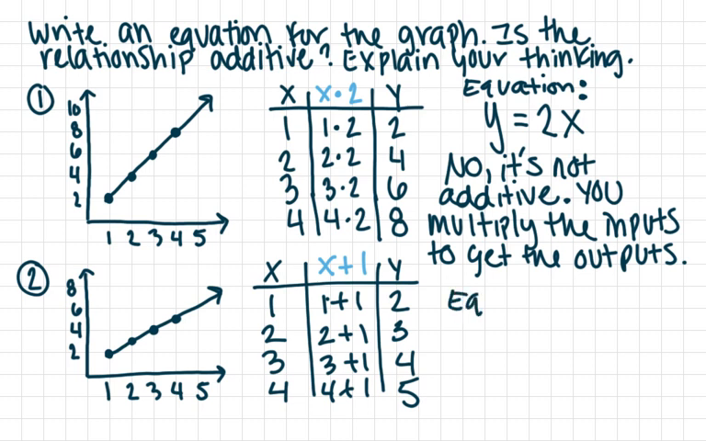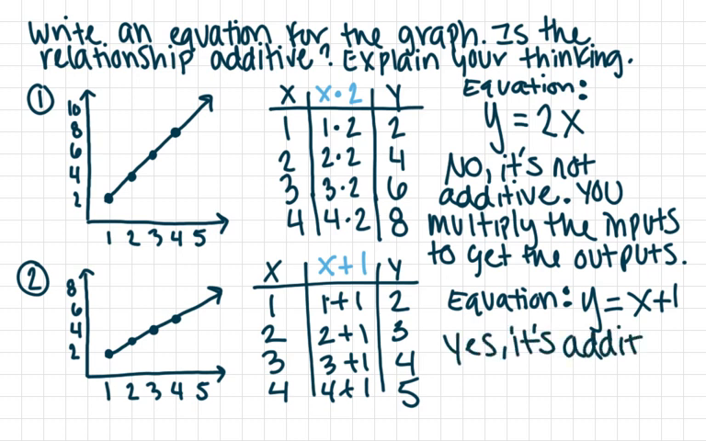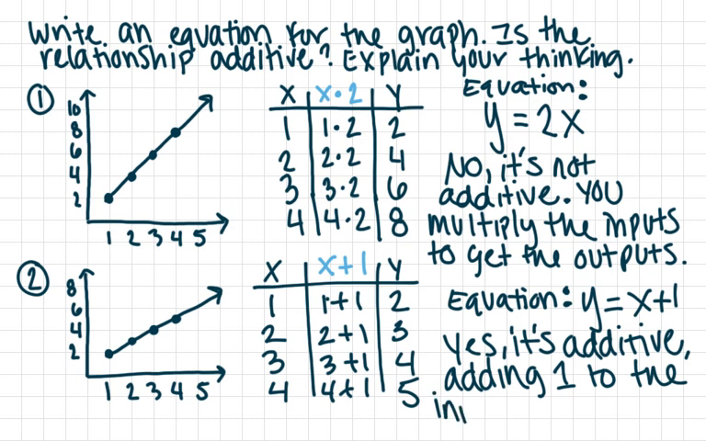So let's write our equation. What's happening to your x is I'm having to add 1 to it. And when I do that, it equals my y's. And so take a look at your equation. Are you adding something to your input to get your output? Yes, I am. So this is going to be additive. Yes, it's additive. How do I know? Because I'm adding 1 to my input to get the output. Awesome.